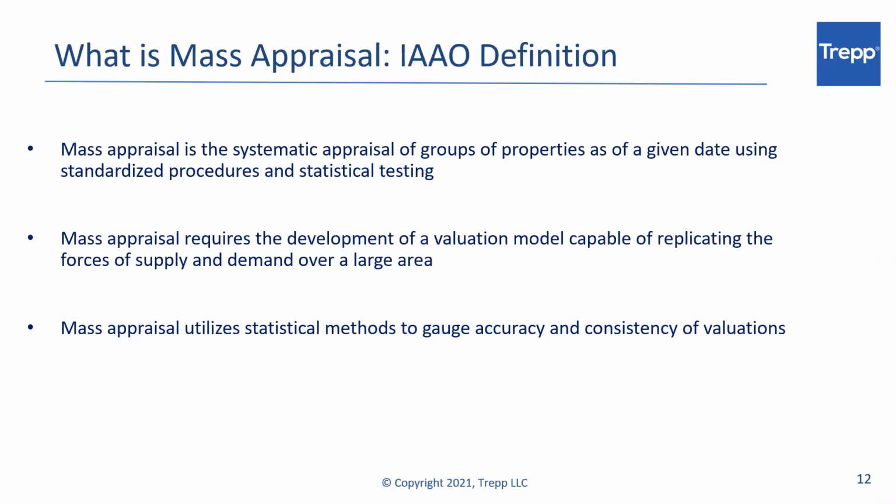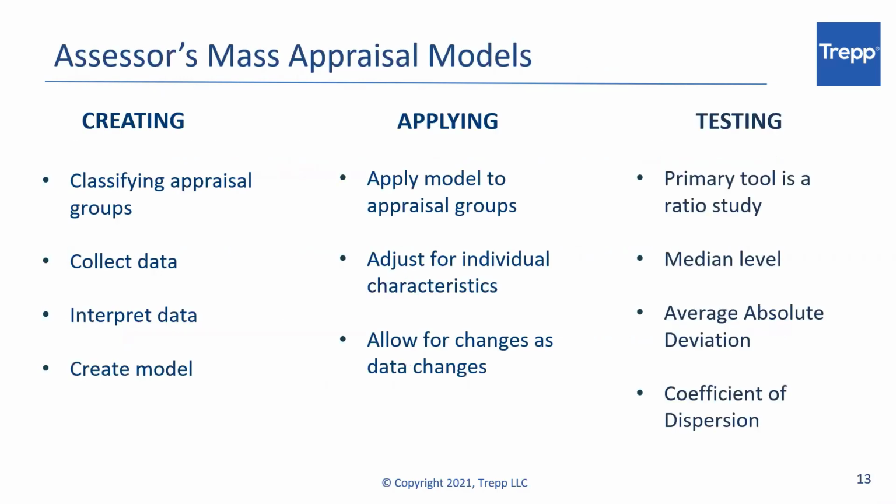In order for them to do that, mass appraisal requires that they develop a valuation model that's supposed to replicate the forces of supply and demand over a large area. It uses statistical testing to gauge the accuracy or consistency of the valuation. So there's a 3-step process for the assessors on their side, where they create the model by delineating the properties into classification or appraisal groups. They collect the data, they interpret the data, they create the model, and then they have to apply the model.